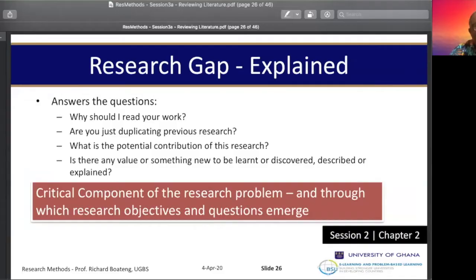Now, the same thing that happens here is the research gap also emphasizes the potential contribution of your research. So that when we read your work, we say, oh, okay, this is what we can learn from your work. This is what we can gain from your work. This is what new authors can learn from the work that you have done. And then we can also assess whether there's any potential value in you doing this work.